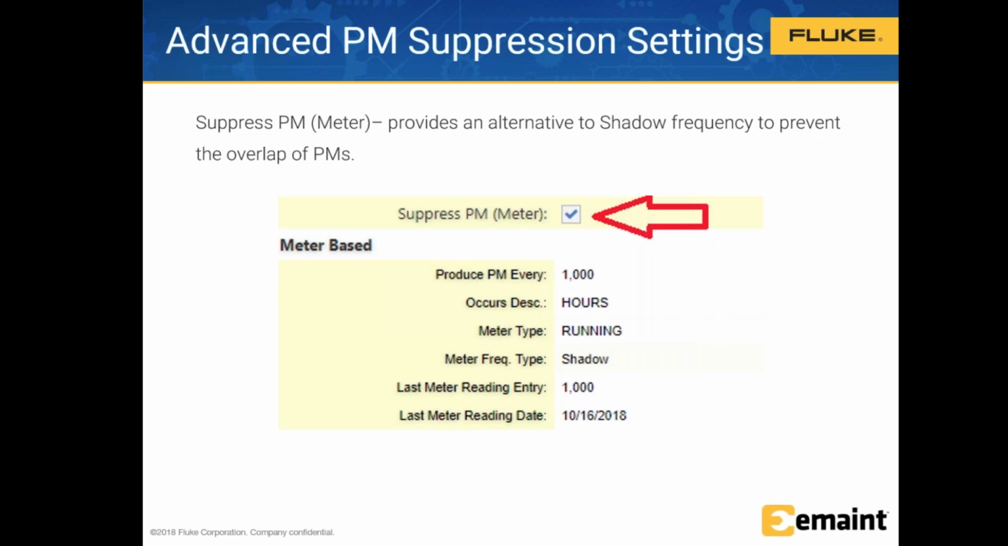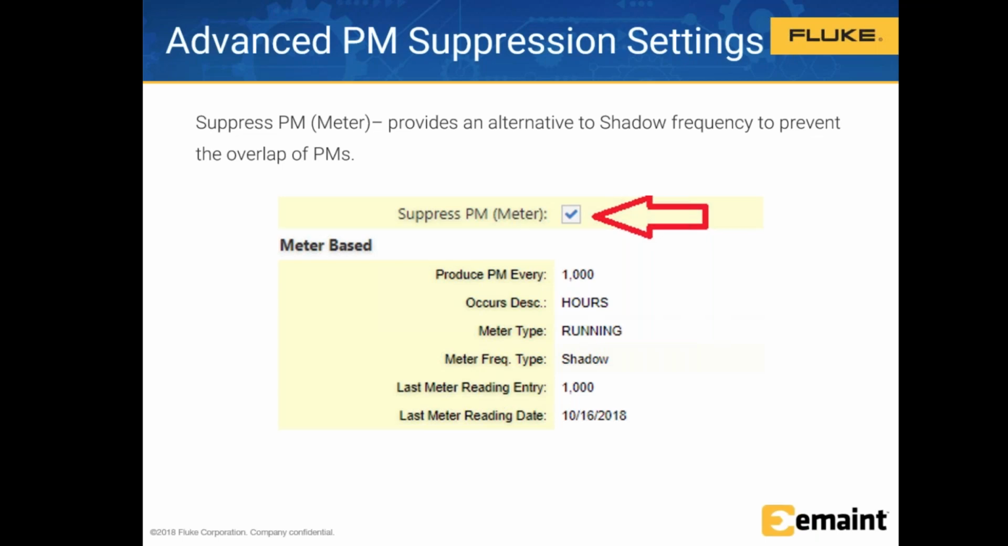If we just had this set up to not be suppressed, then once we hit that second 5,000 mile, the system would open up another work order, which would cause a duplicate work order to be created. So this is a good tool to use when you want to make sure that you keep your open work orders down, and you have more control over what's going on.